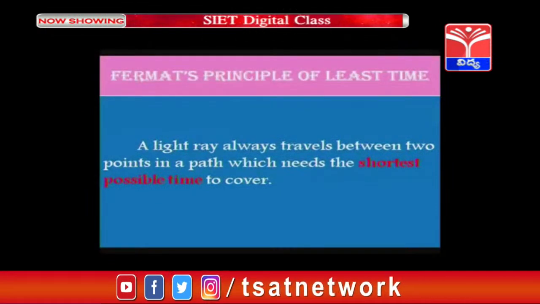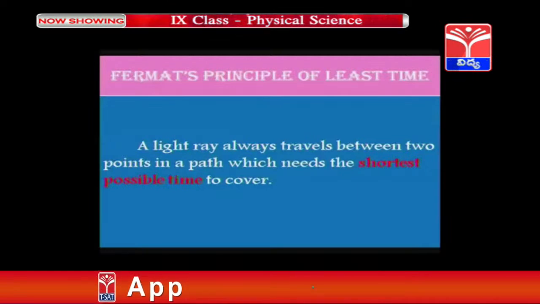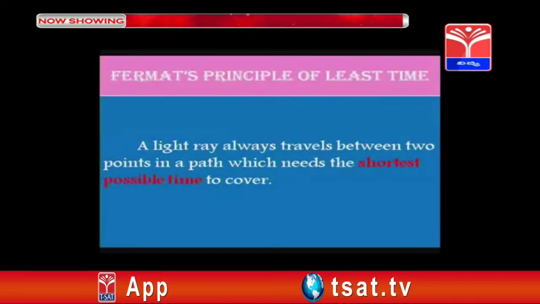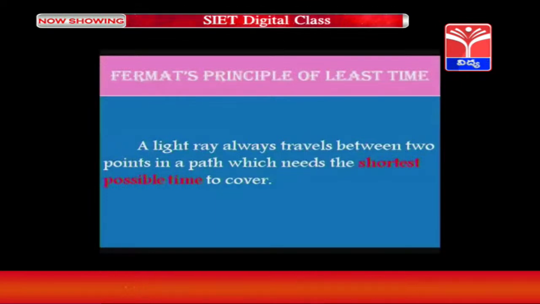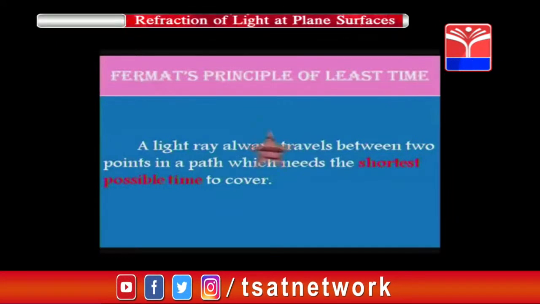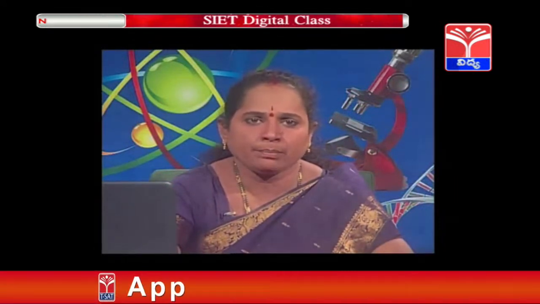The first basic principle of light is Fermat's principle of least time. Fermat's principle of least time says that a light ray always travels between 2 points in a path which needs the shortest possible time to cover. Now let us understand this with a good example.